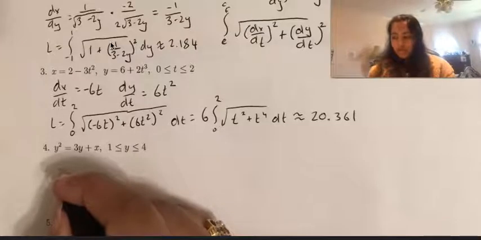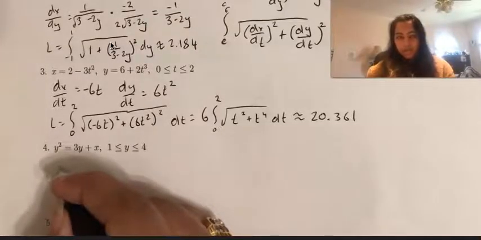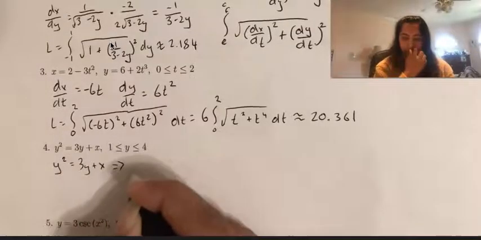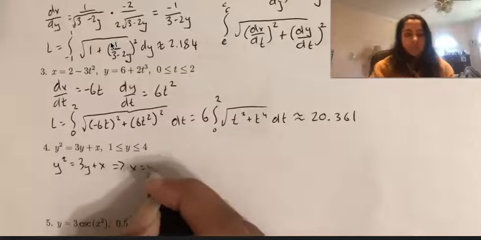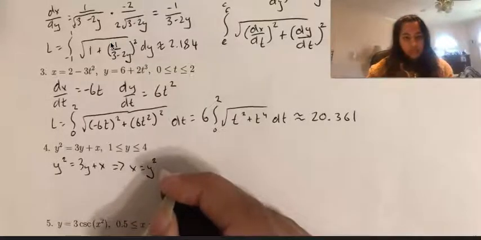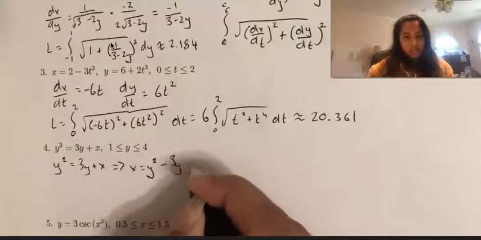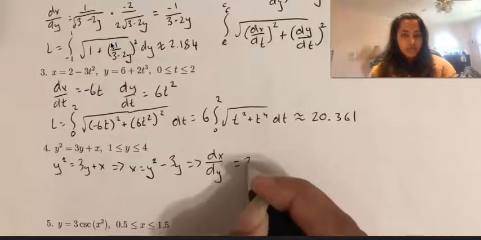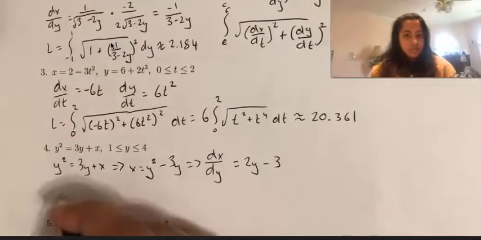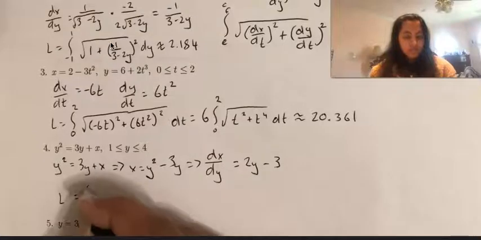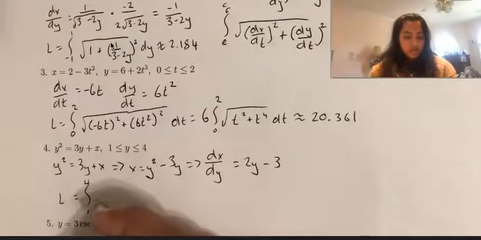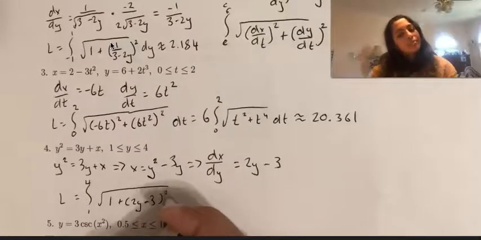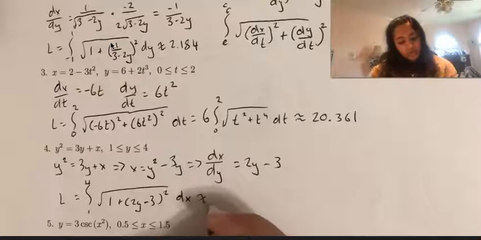For the next one, you have to isolate it before you take the derivative. So that's what I do at first. So first you isolate x, and then you take the derivative of x. Then you just plug it into the formula and you get this, which is around 7.526.